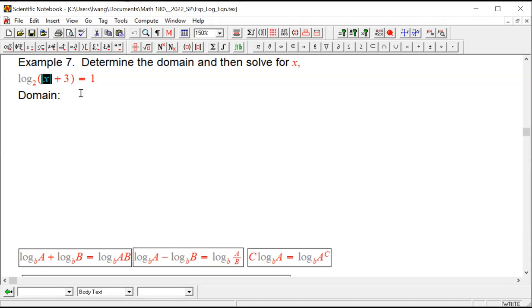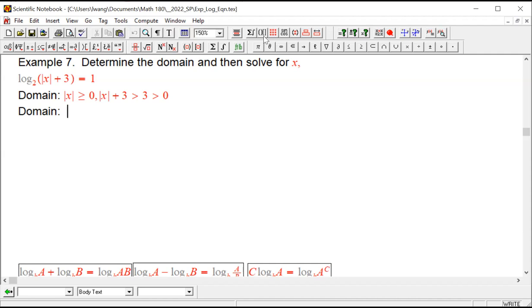Domain-wise, the absolute value of x is always at least 0. It's always positive or 0. So the absolute value of x plus 3 is going to be larger than 3, which is larger than 0. Therefore, the domain is all real numbers, from negative infinity to positive infinity, because the input is guaranteed to always be positive. So let's just solve it. We're going to use the definition.